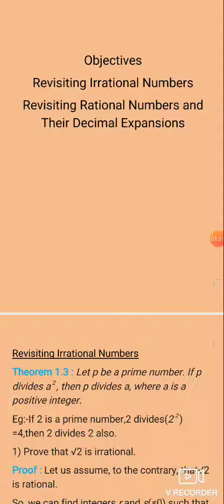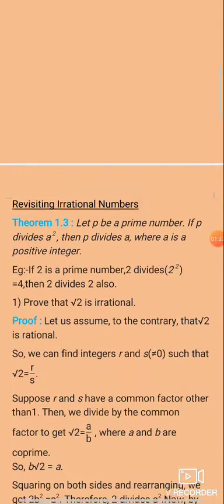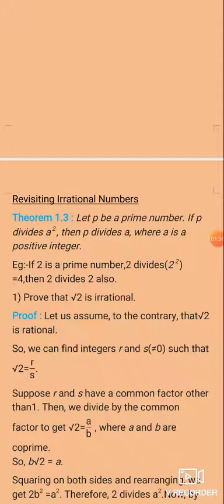So, listen carefully. The first one, we know root 2 is irrational. We need to prove root 2 is irrational. Before that proof, what theorem is there? The theorem statement only, no need of that proof. So the theorem statement is, listen carefully students, let P be a prime number. Suppose 2 is a prime number, example is given here. If P divides A square, then P divides A also, where A is a positive integer.